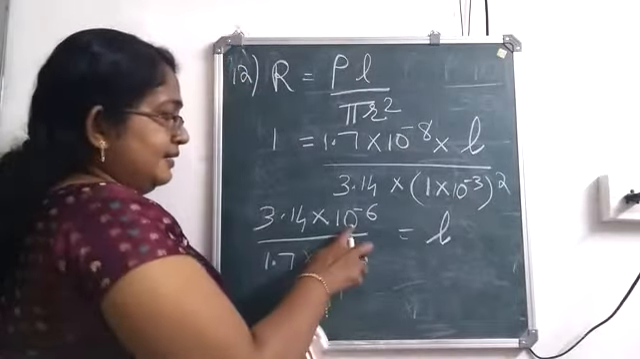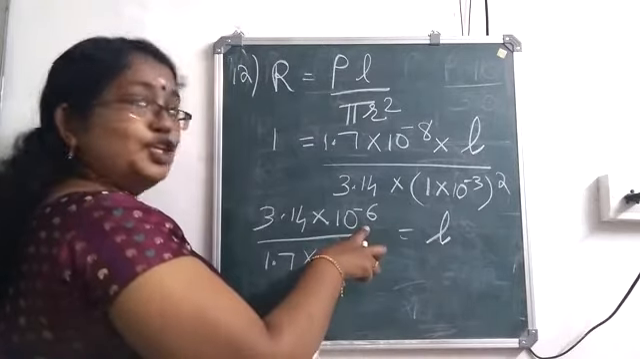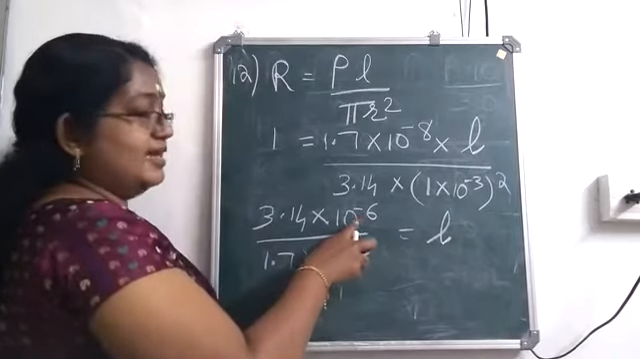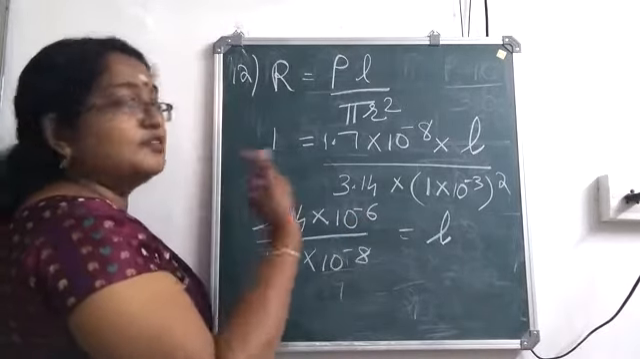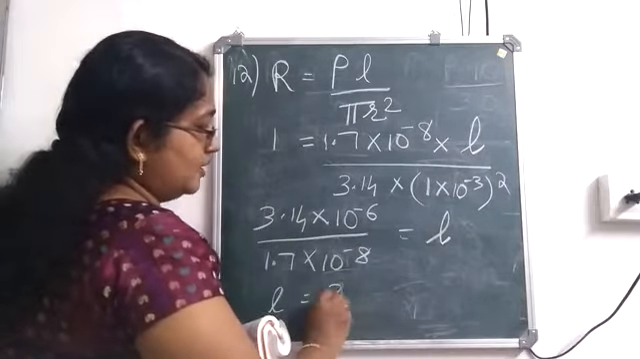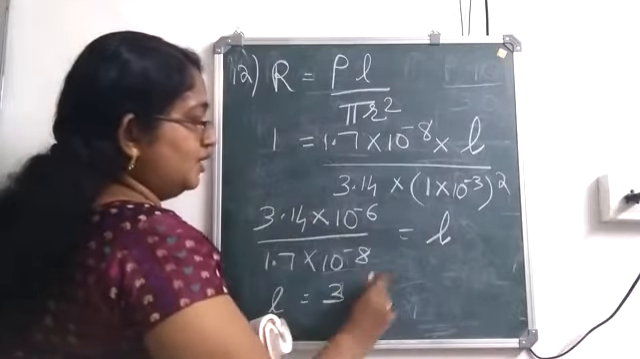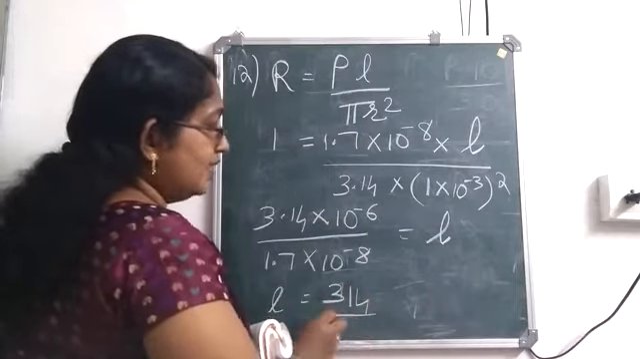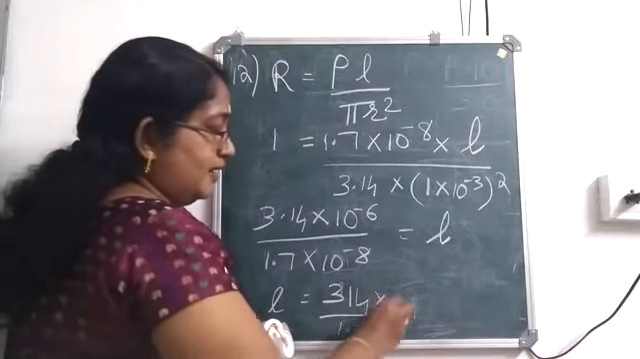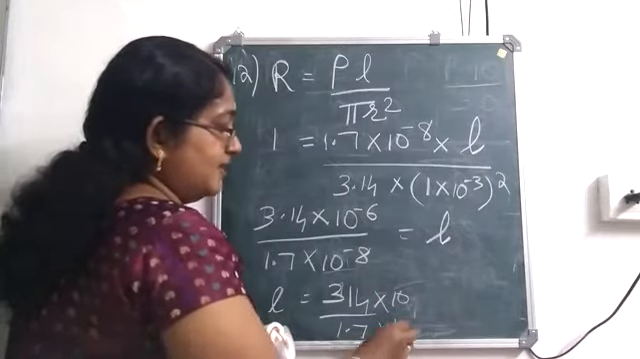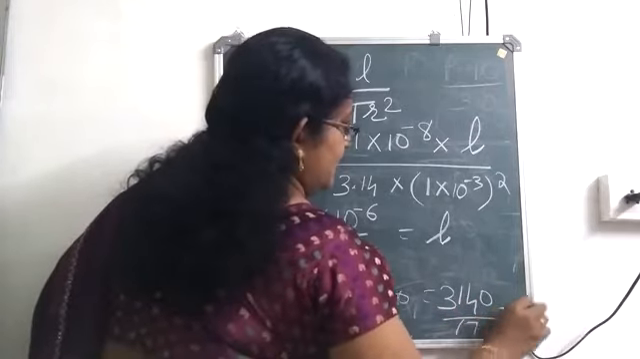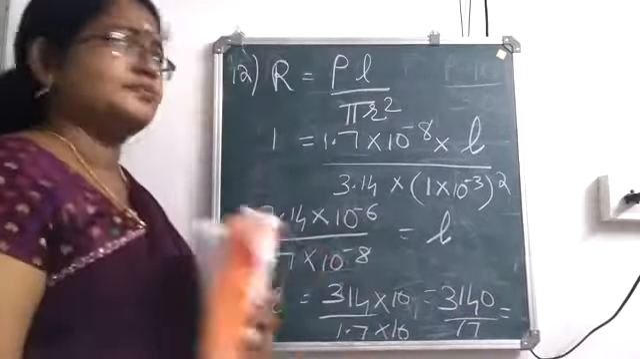Then 10 raised to minus 8, when it goes to the numerator, it becomes 10 raised to plus 8. Isn't it? 10 raised to plus 8 and 10 raised to minus 6 means it will be 10 raised to 2. So how much will you be getting? L is equal to 3.14 into 100, that is 314 divided by 1.7. Since we have a decimal point, multiply numerator and denominator with 10. So 3140 divided by 17. Do this, you will get the answer.